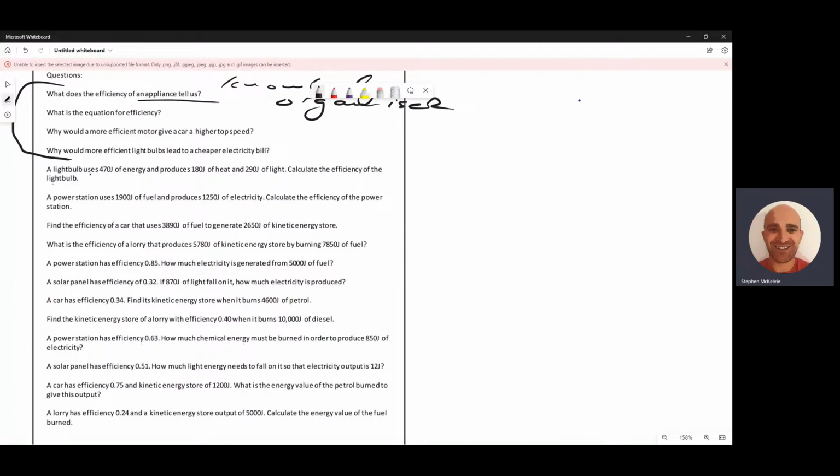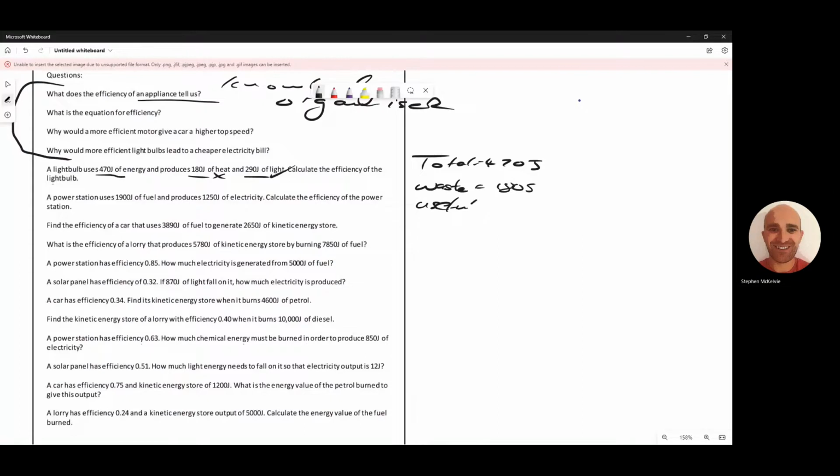So here's my question. A light bulb uses 470 joules of energy. That's the same as saying my total energy is equal to 470 joules. It produces 180 joules of heat and 290 joules of light. I want my light bulb to give light, so that's useful. This is heat, so it's wasted. So I'm going to put down that my waste is equal to 180 joules, and that my useful energy is equal to 290 joules.